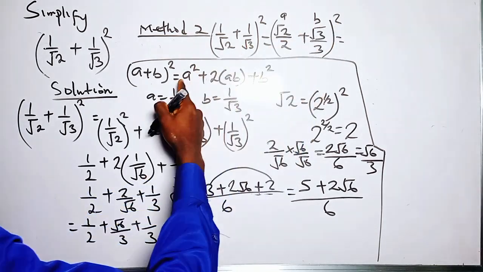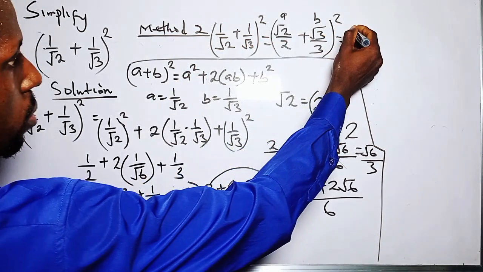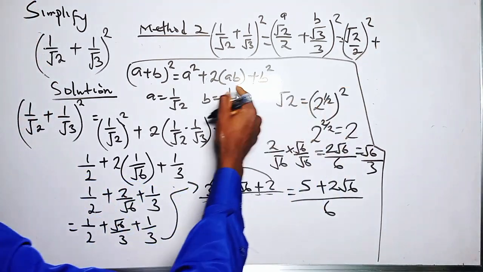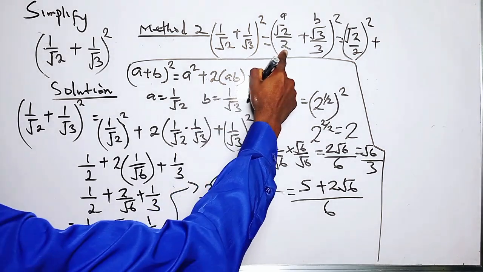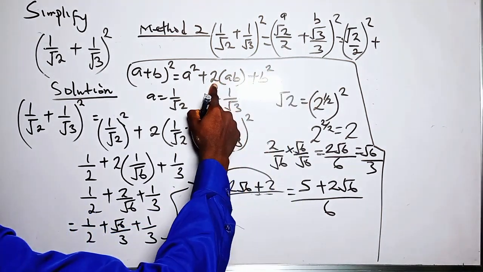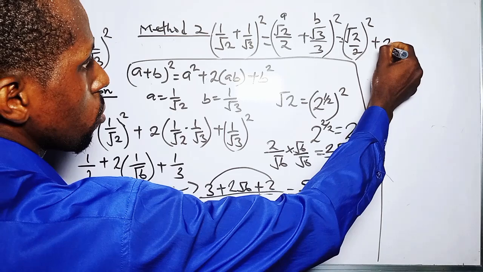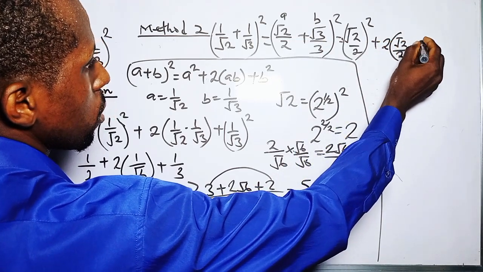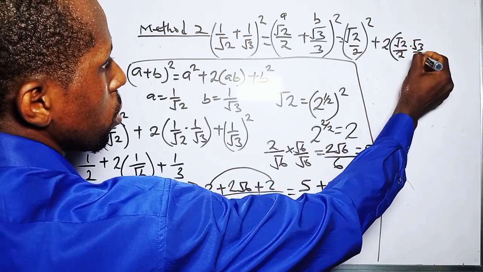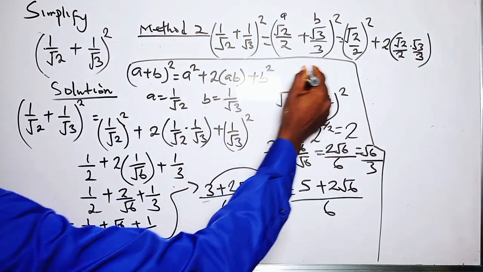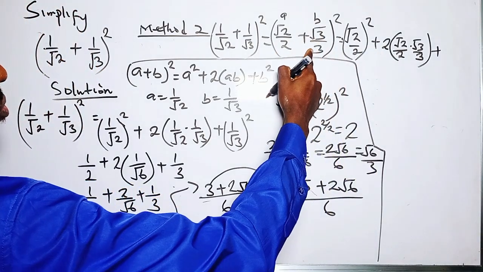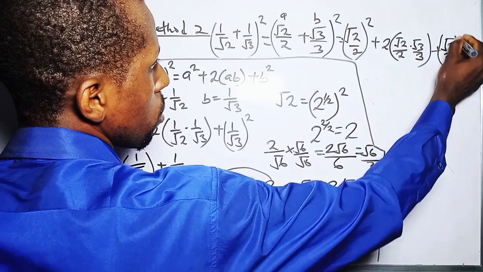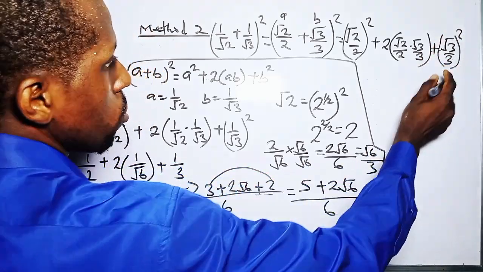since we are squaring, we have A squared, that is root 2 over 2 squared, plus the product of AB, the product of this, and we multiply the result by 2. So we have 2 times root 2 over 2 times root 3 over 3, plus the square of this, so we have root 3 over 3 squared. So that is step 2.